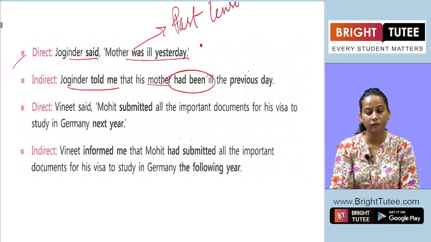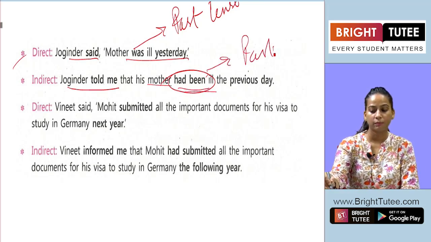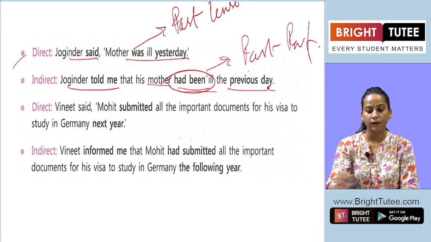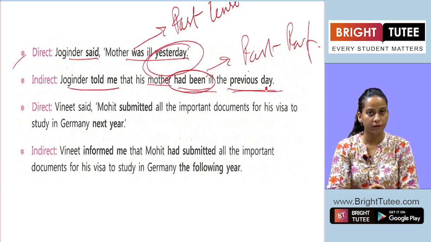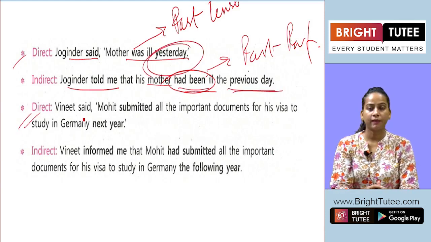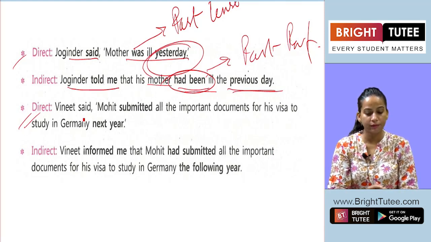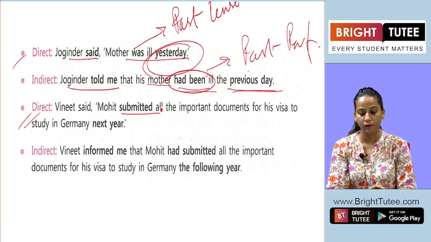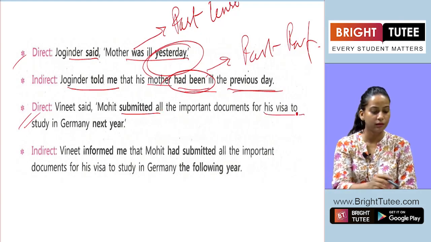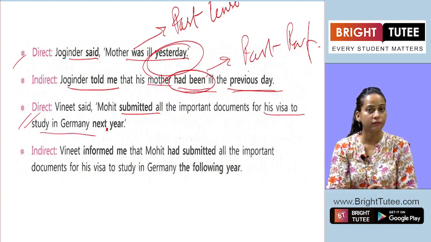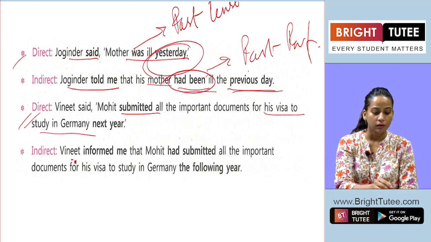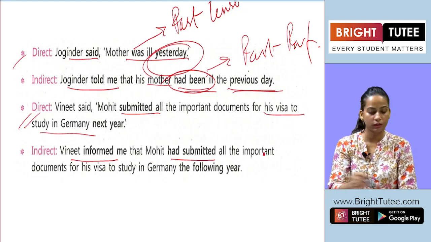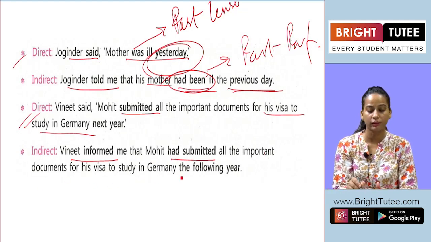So past tense will change into had been ill. Past perfect we are going to take here, ill the previous day, and yesterday changes into the previous day. Another example, Vineet said, Mohit submitted all the important documents for his visa to study in Germany next year. So here, Vineet informed me that Mohit had submitted all the important documents for his visa to study in Germany.